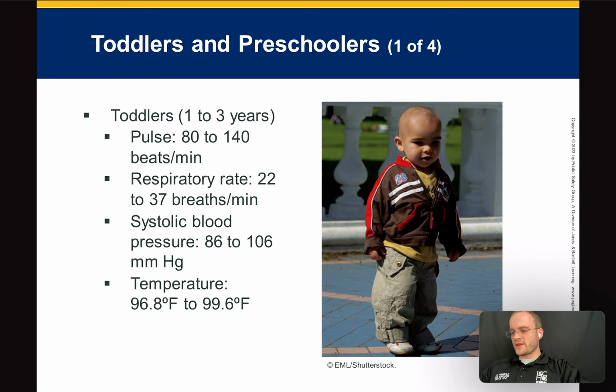And they're giving you the normal pulse and stuff like that, right? So a pulse of 80 to 140, respiration rate of 22 to 37, and a systolic blood pressure, so the top number, of 86 to 106. Look, the pulse rate in comparison to adult, me and you, right? Their pulse rate is higher. The respiratory rate is higher, but their systolic blood pressure is lower, but their temperature is generally higher.